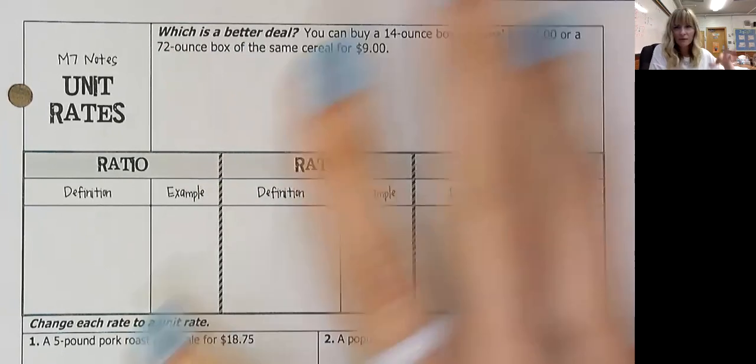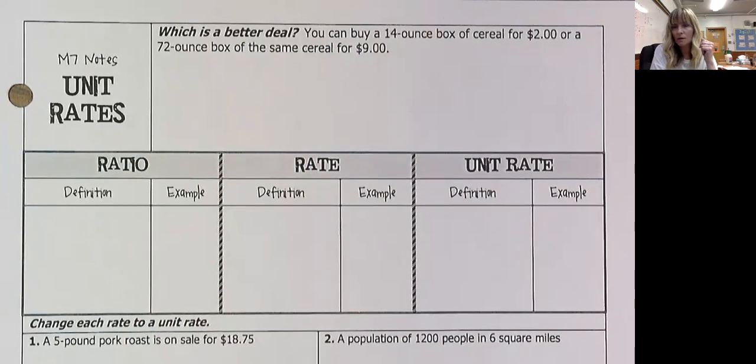Have you ever noticed how when you go to the grocery store, there's often different sizes of the exact same product? You might see a 1 pound bag of white rice, and then there's a 2 pound bag of white rice, and then there's a 3 pound bag of white rice. Why do they come in all these different sizes and they have all these different prices? And what are you supposed to do?